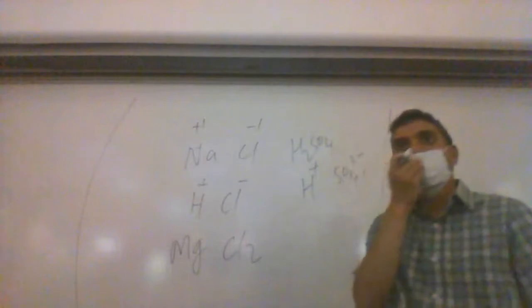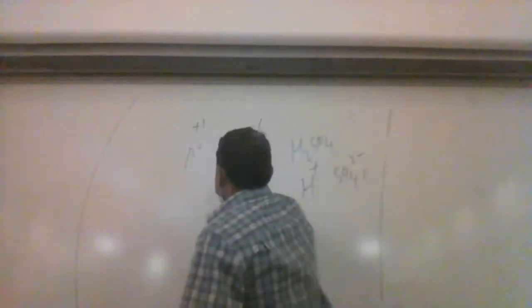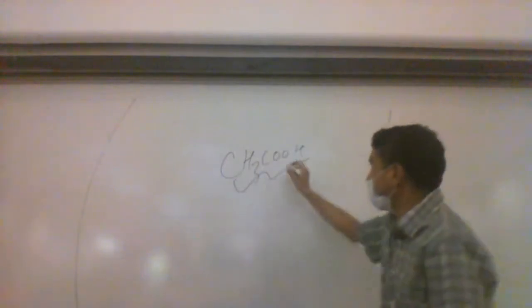And what are the weak electrolytes? You look at something like this. Most of the time, weak electrolytes are CH3COOH type compounds. You see, something like this. These are the weak electrolytes. So there is a carbon and there are a couple of oxygens there.